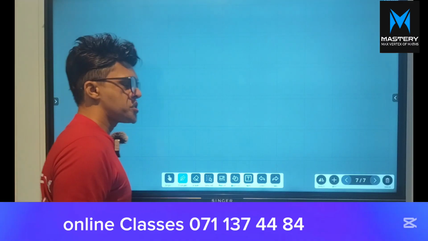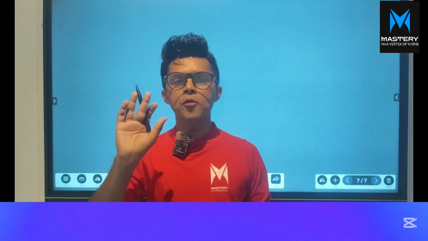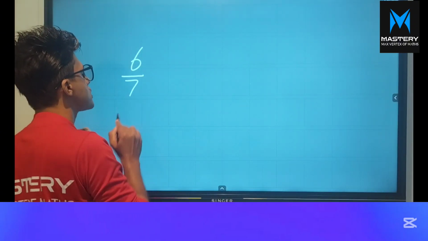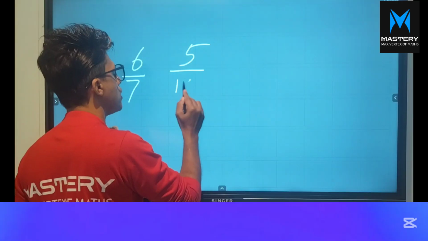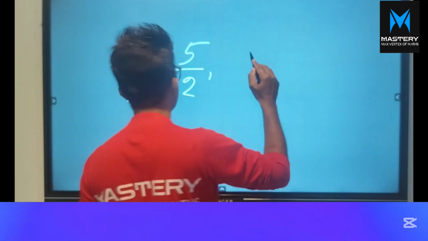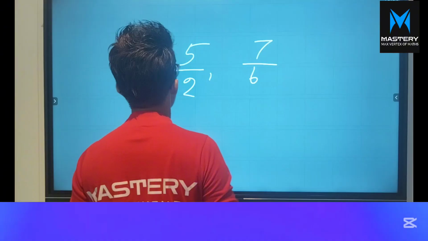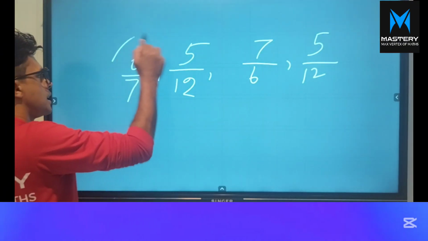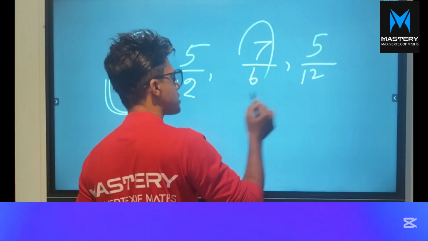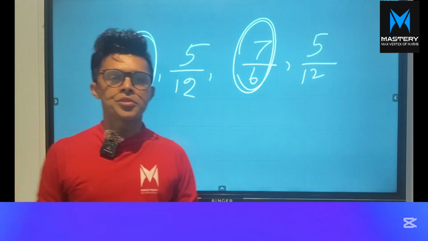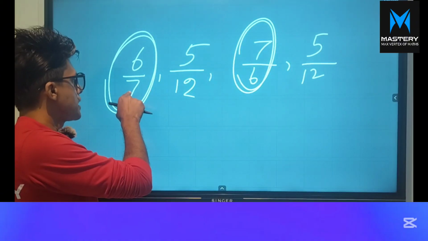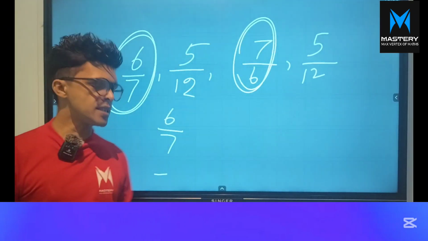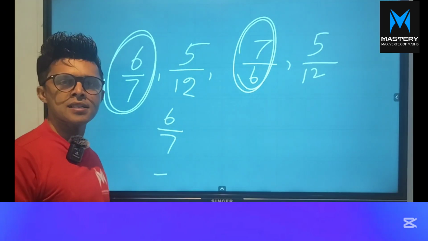Okay, now I will be teaching you proper fractions. What are proper fractions really? So 6 over 7, 5 over 12, 7 over 6. You could see these fractions. Here 6 over 7, here 7 over 6. When it comes to 6 over 7, denominator is 7 here, numerator is 6 here.